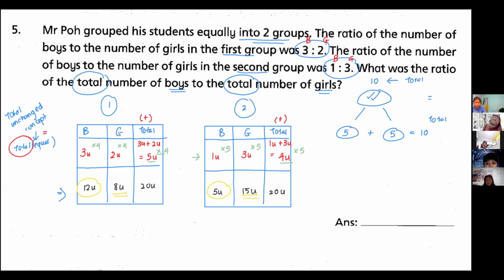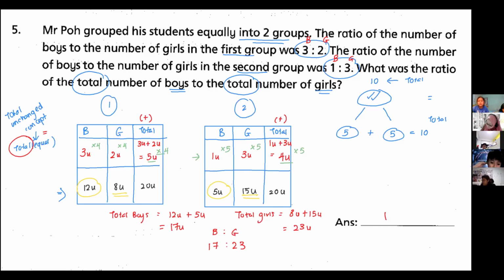So we rewrite: total boys equals 12 units plus 5 units, I get 17 units. Total girls, I will get 8 units plus 15 units, I will get 23 units. So the boys is to girls is 17 is to 23. That's my answer. Okay.